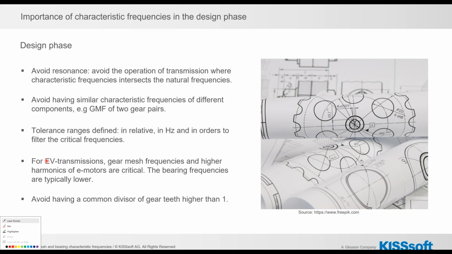In case of designing an EV transmission, gear mesh frequency and higher harmonics of the e-motor are typically critical, while the bearing frequencies are usually much lower. And as shown in the first live demo example, we should avoid having a common divisor of gear teeth higher than 1, so we should strive to have the hunting tooth, so that each tooth is in contact with another tooth during the meshing.